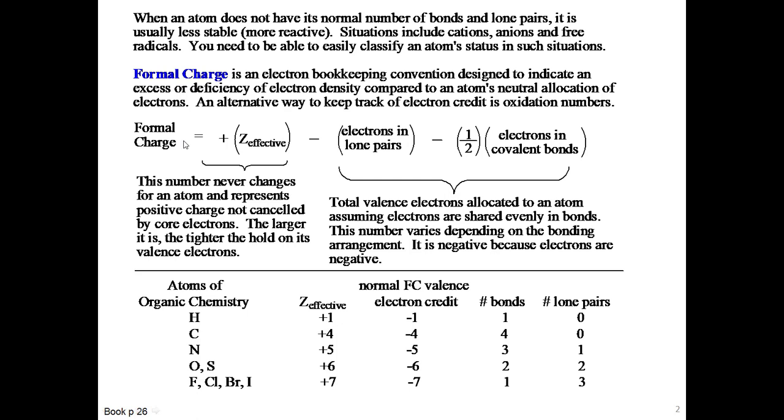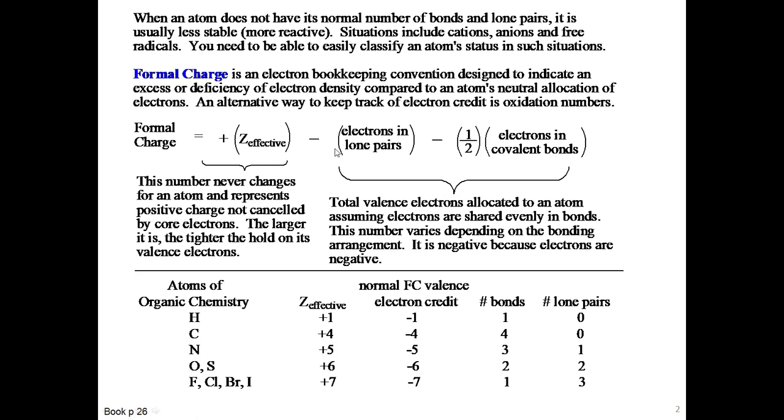So formal charge is going to be calculated by using what an atom's Z effective is. So this is a constant number. For carbon, this would be +4. Nitrogen would be +5. Oxygen would be +6. Fluorine or halogens would be +7. And for hydrogen, this would be +1.